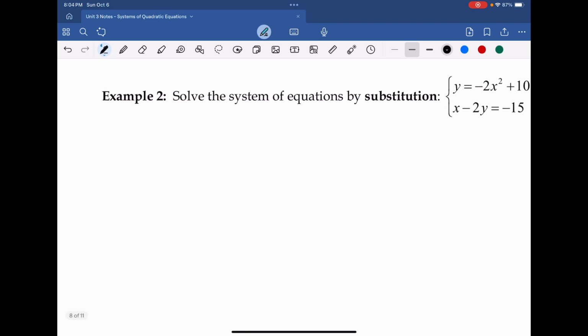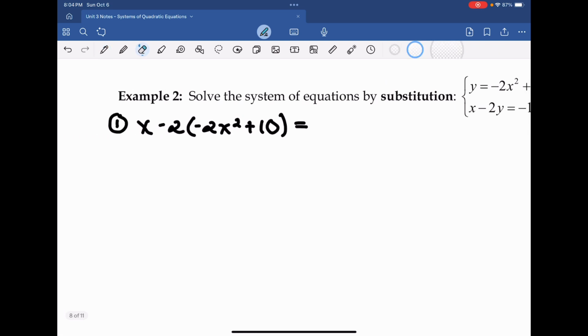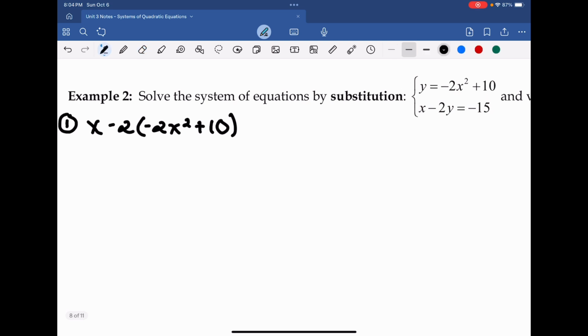If we know that the y is equal to negative 2x squared plus 10, then for the second equation, or for part number 1, I'm going to write the following. This is x minus 2 times everything y is equal to, which is negative 2x squared plus 10. This is all equal to, well, in this case, it's actually just equal to that piece here. So I'm going to have this over on the, equals 15. I was like, wait a minute, we don't have a value here. We're plugging into the second equation.